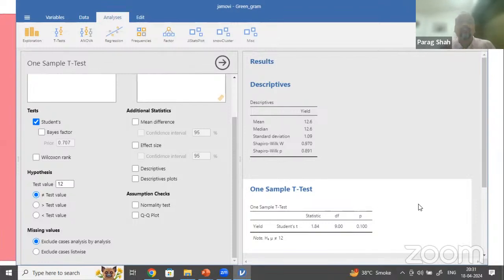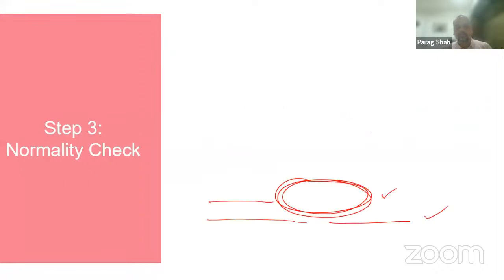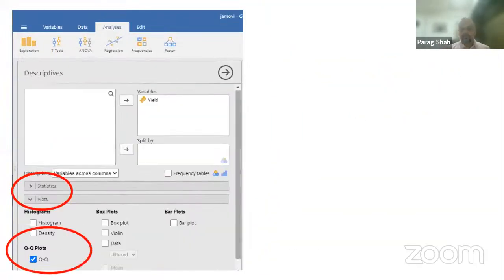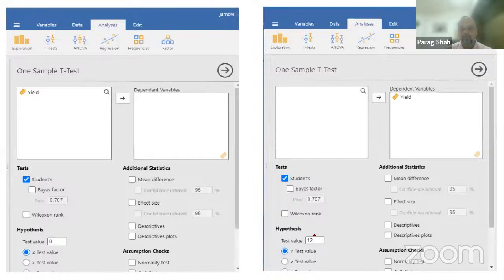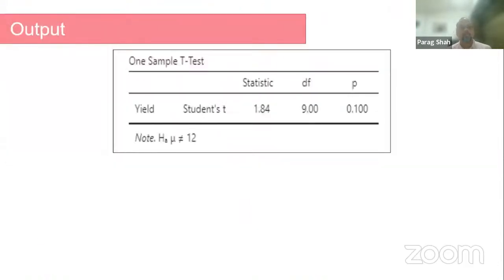Okay. Here is my final table. What is my test statistic? 1.84. That is my t value. Those who calculate it manually will get the answer as 1.84. And what is the p value? 0.1. So I've reached up to this. I've gone to t-test, one sample. I've selected mu is equal to 12 and I've taken not equal to. That much is done. When you click on this, you will get this result. So my t is 1.84 and my p is 0.100. This is your step 4.